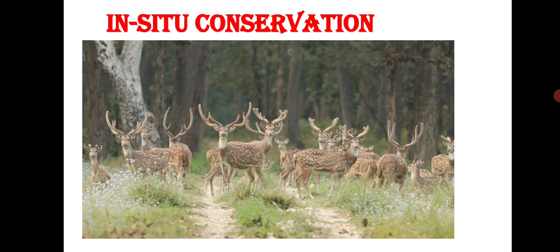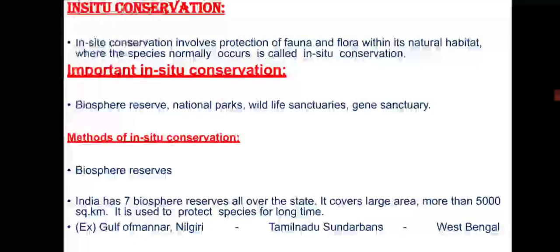Let us see the in situ conservation methods. Biosphere reserve. In India we have a total of 7 biosphere reserves. It's a naturally original area. These areas are mainly used to protect species for a long time. It covers a large area, more than 5,000 square kilometers. The Gulf of Mannar, Nilgiri, Sundarbans are the best examples of biosphere reserves in India.